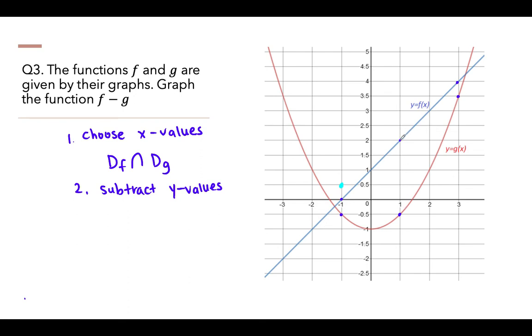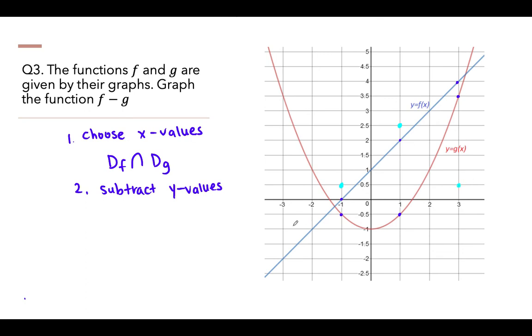Next, I'm going to do 2 minus -0.5. So it's going to give me 2.5. And then at 3, I'm going to do 4 minus 3.5. And that will give me 0.5.